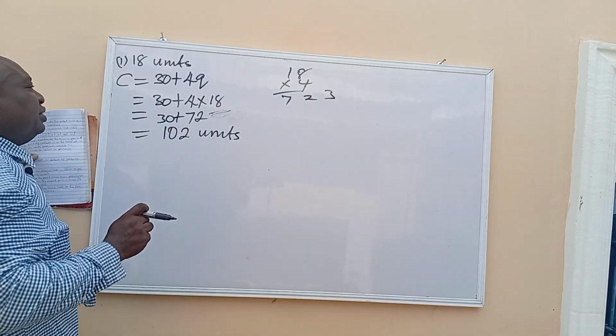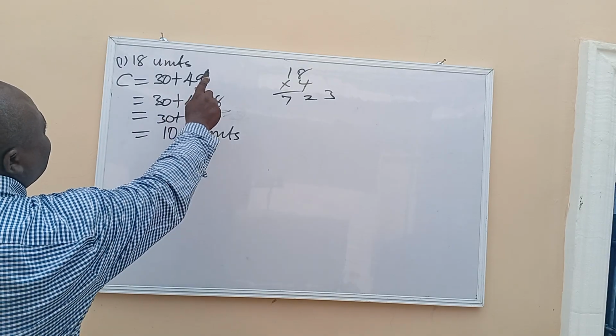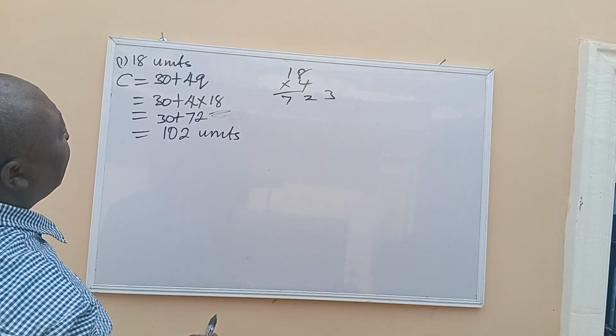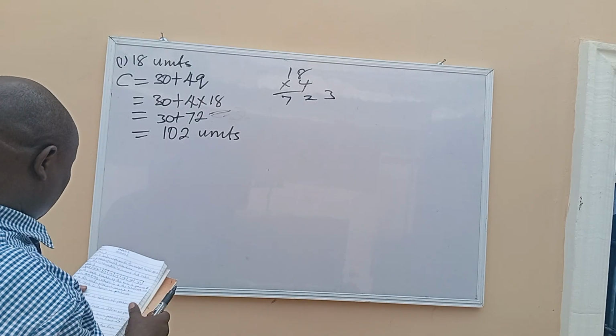So the unit should be written here. Don't forget, this will be 4 times 18. 4 times 8 is 32, write 2 and keep 3. So you already know now. Let's not waste time on that.